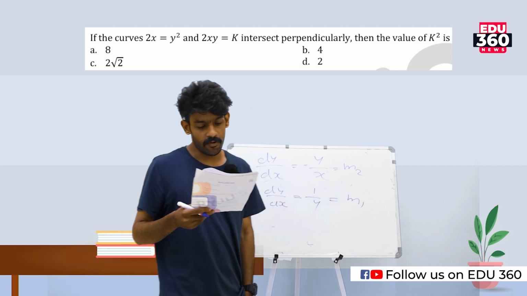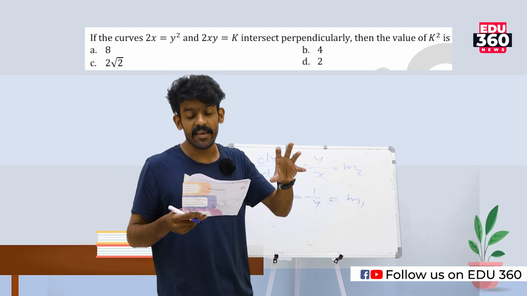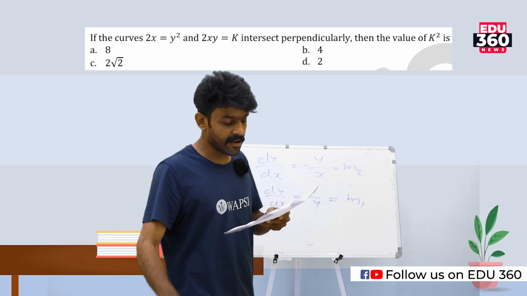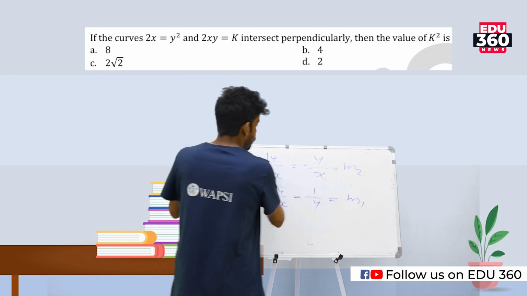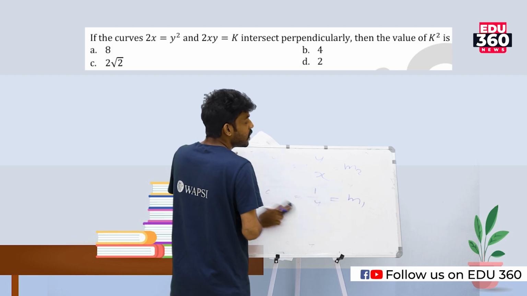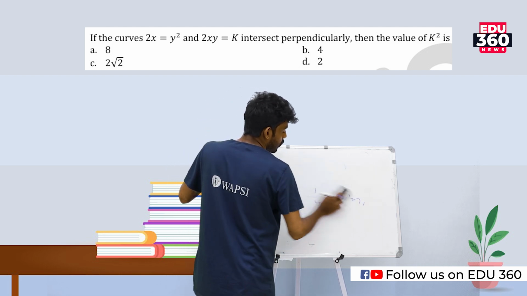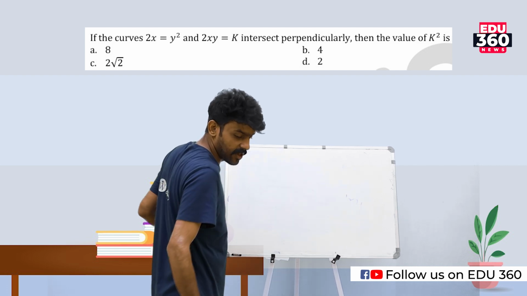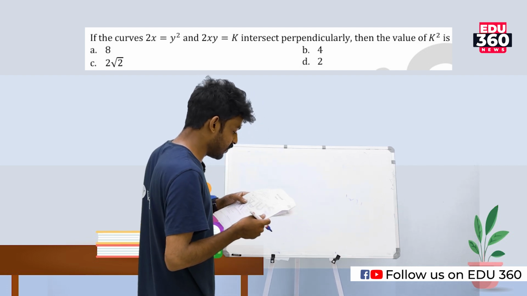Here, it's already given in this question that both the curves intersect each other perpendicularly. So here we can write it for both the curves. Okay, so m1 into m2, what is the value? Because it's given that both the curves intersect perpendicularly, simply we can write m1 into m2 is equal to minus 1.